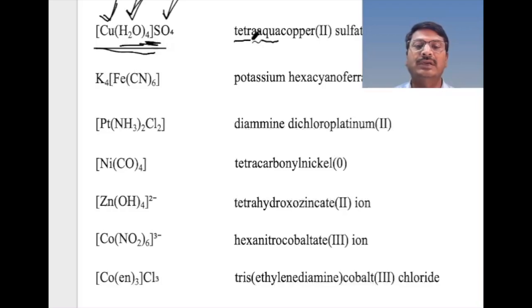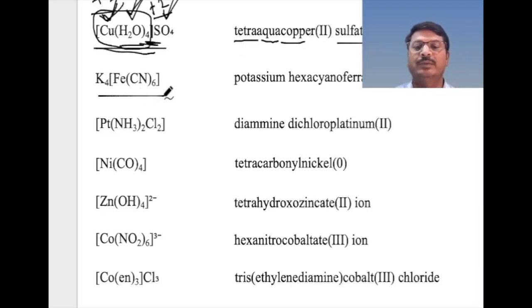Four water molecules are there. You have to write that as tetraaqua, and the central metal is copper, and the complex moiety is positive, so that's why you can write copper only. So tetraaquacopper, the oxidation state of the copper is +2. Here the complex moiety oxidation state is +2, and the copper oxidation state is also +2. So you write the 2 as the copper oxidation state, and the counter ion name is sulfate. This compound name is tetraaquacopper(II) sulfate.